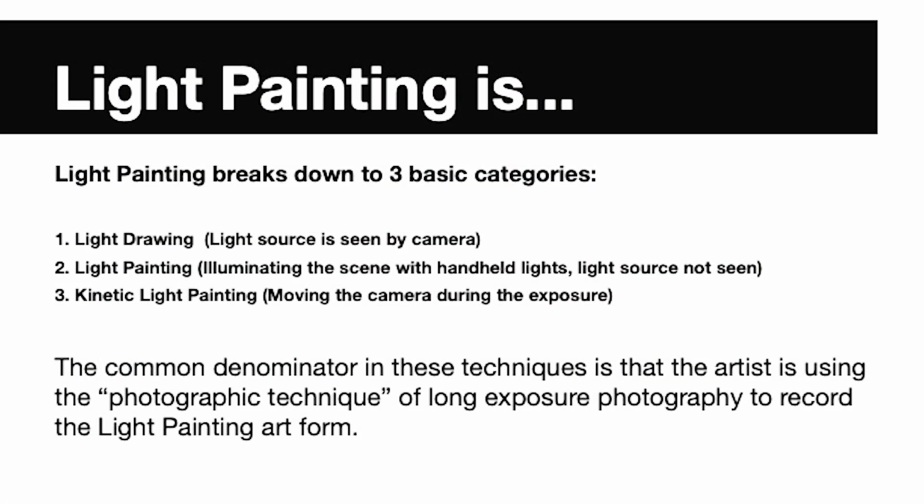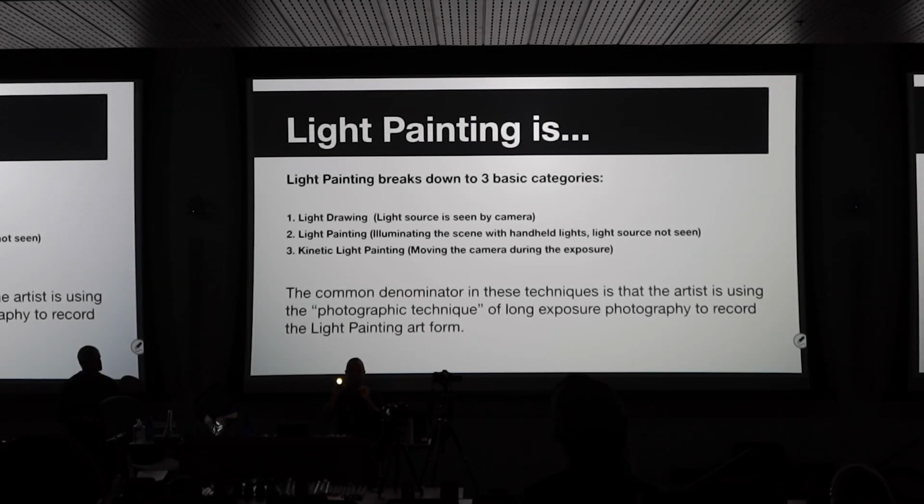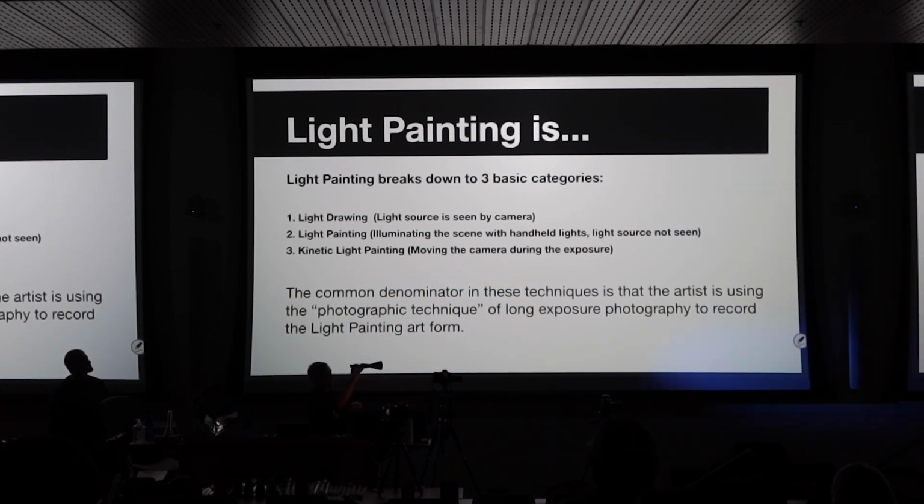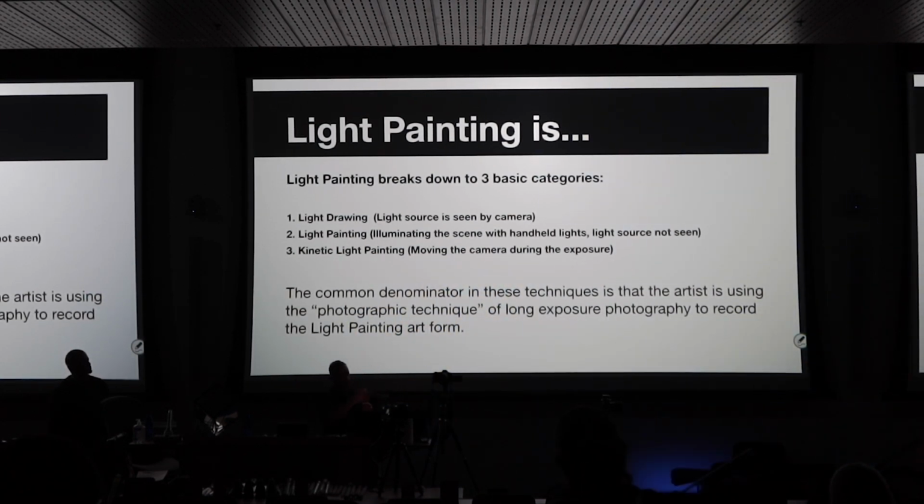So there's light drawing. That is where the light source is seen by the camera. So if you all were my camera facing me, you would be seeing this light source, and the traces of light would be left behind in the image during the long exposure. The next is light painting. That is where the projected light, so you're not seeing the light source, but you're going to see the projected light recorded in the image.